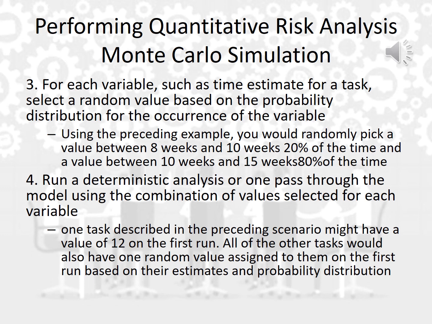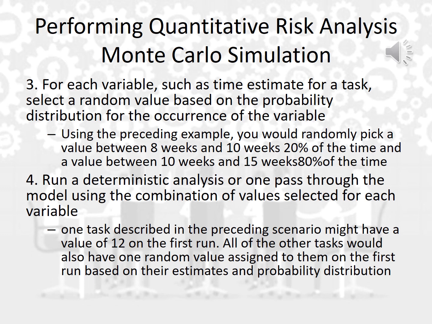In step number 4, we need to run a deterministic analysis, or one pass through the model, using the combinations of values selected for each variable. Let's remember that in step number 3, we got random values by implementing the 20%, whatever value I got from the first run, and then I also did a first run of 80% and selected a random value. Here they said that we can use these selected random values to run a deterministic analysis, or what they call one pass through the model.